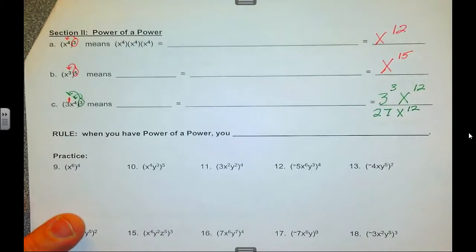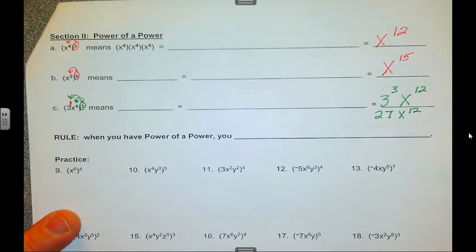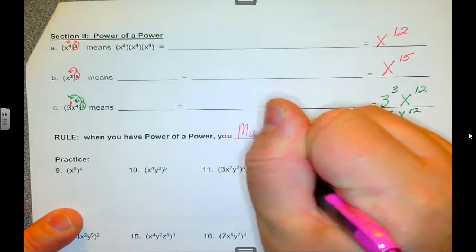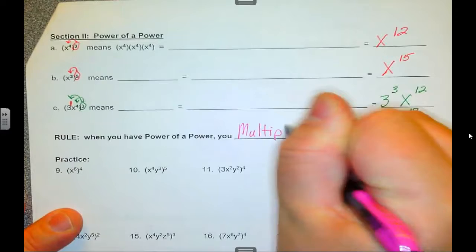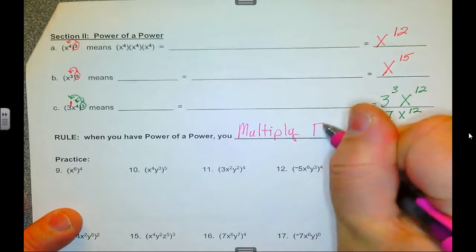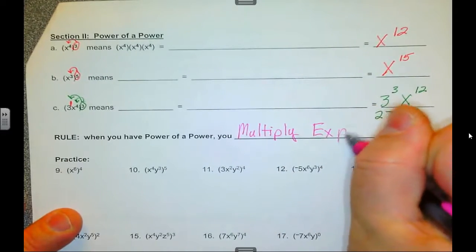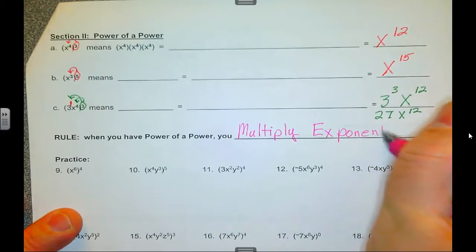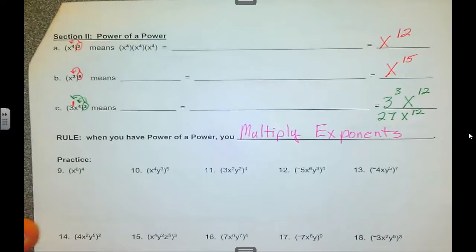So when you use power to power rule, what do you do? Yeah. Multiply. And please put exponents there. I'm almost done. Stick with me, okay? Then you can do your phone thing.